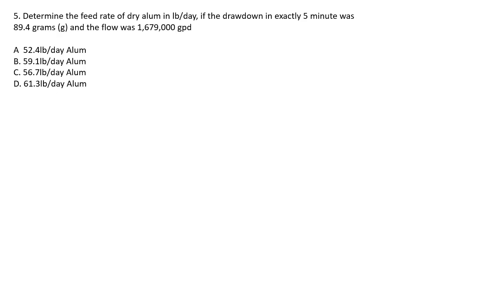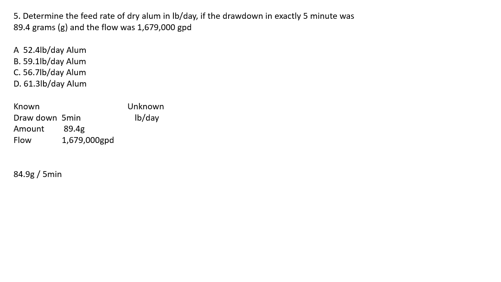Question 5. Determine the feed rate of dry alum in pounds per day if the drawdown in exactly 5 minutes was 89.4 grams and the flow was 1,679,000 gallons per day. Well, let's pull our known and unknowns out of our problem. What you know is a drawdown of 5 minutes. You drew down 89.4 grams. The flow is 1,679,000 gallons per day. And what we're looking for is how many pounds per day.